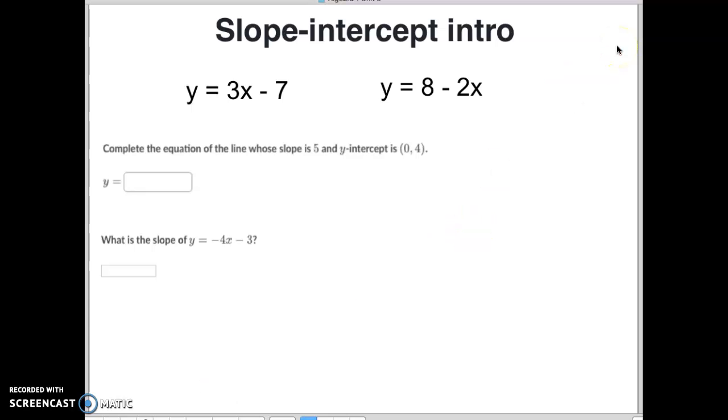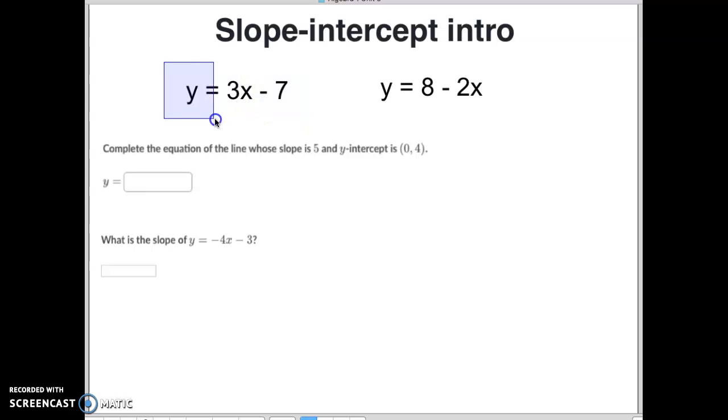So today we start our next unit, getting into the different forms of linear lines. The first one we're talking about is slope-intercept intro, and this should be more or less a review for you. Quickly, I have two equations down here. They're both in slope-intercept form.